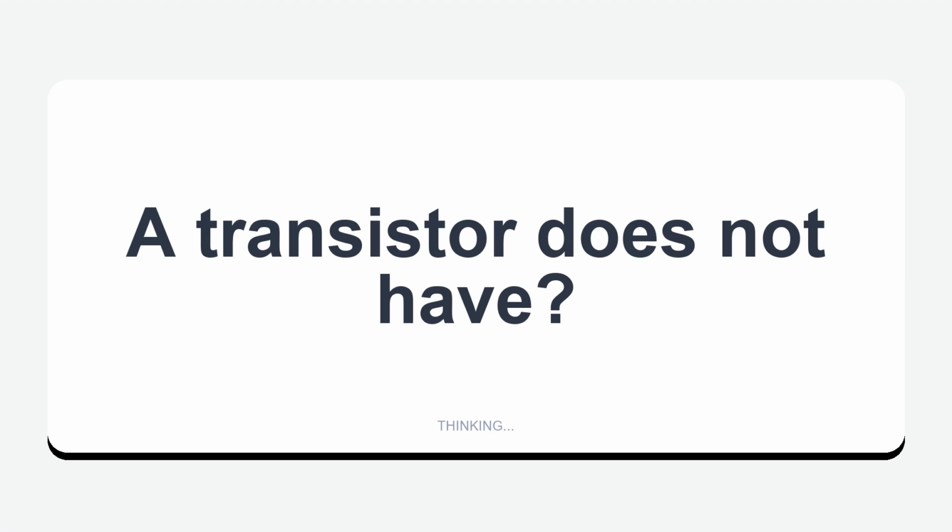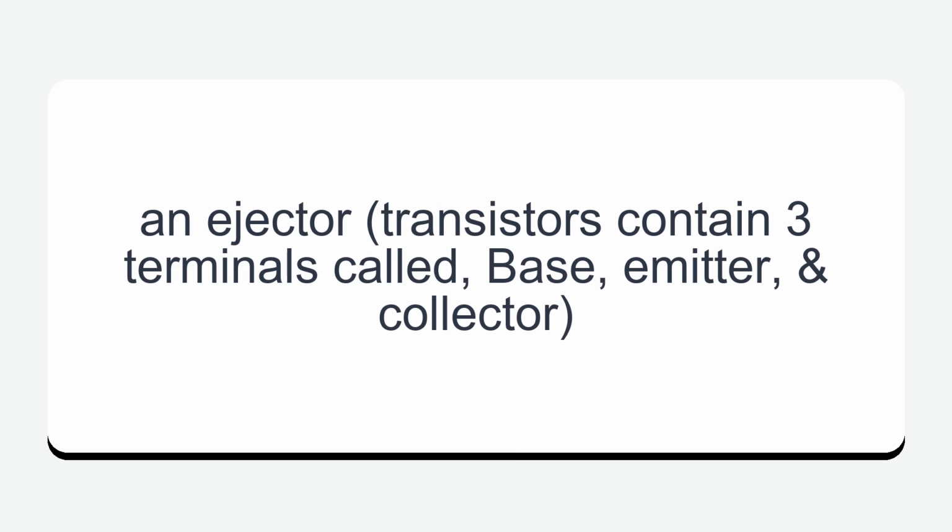A transistor does not have an ejector. Transistors contain three terminals called base, emitter, and collector.